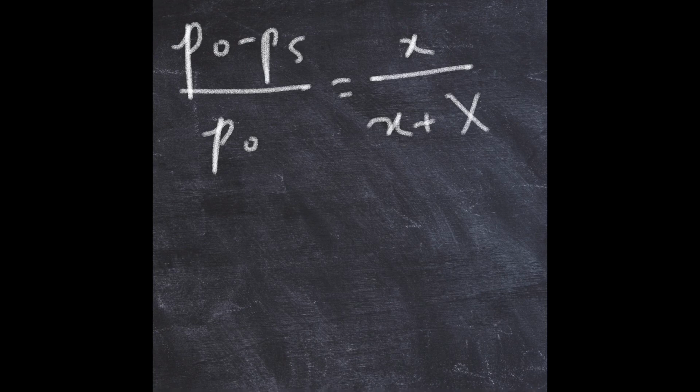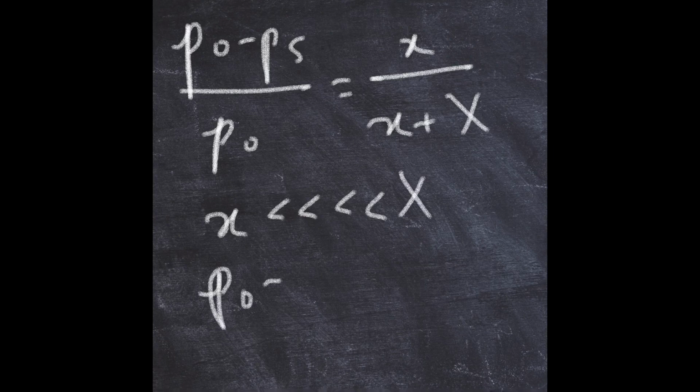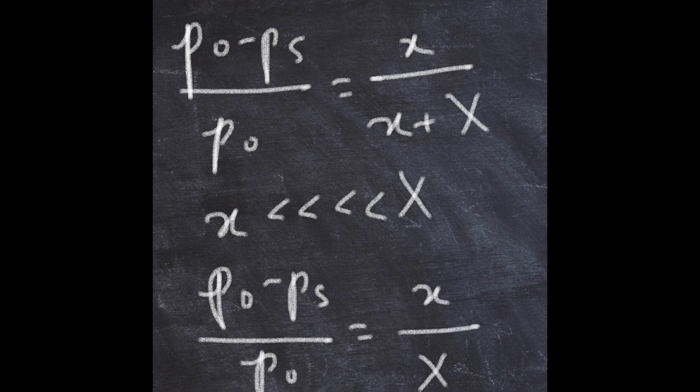Now because it's a dilute solution, and remember when we discuss colligative properties we actually take into account dilute solutions, small x is very, very less than capital X. So in the denominator, we can ignore small x. So P0 minus PS upon P0 is equal to small x upon capital X.